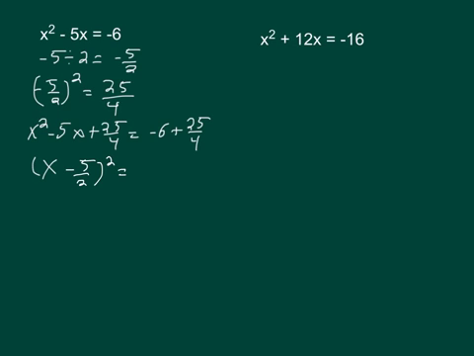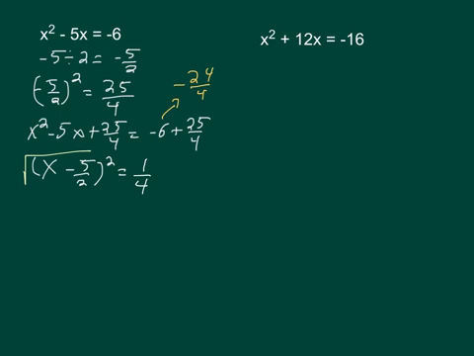Now, the thing to keep in mind here is that I have to combine negative 6 and 25 fourths. I want to probably use a common denominator, and negative 6 could be written as negative 24 fourths, so that's just going to equal 1/4.